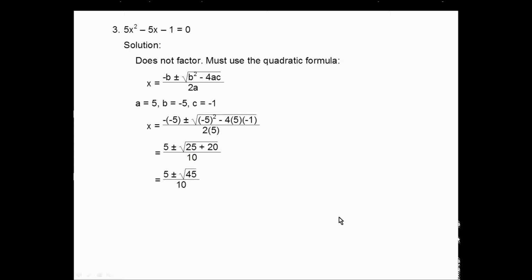Remember, in order to cancel, all plus and minus signs must be inside parentheses, and I have both a plus and a minus sign outside parentheses. However, you can simplify the square root of 45. 45 is 9 times 5. And the square root of 9 is 3. So I have 5 plus or minus 3 square root of 5 over 10. And again, don't cancel the 5 and the 10. In order to cancel, you must have factored, and we didn't factor. So plus or minus outside parentheses is stopping you from canceling the 5 and the 10.